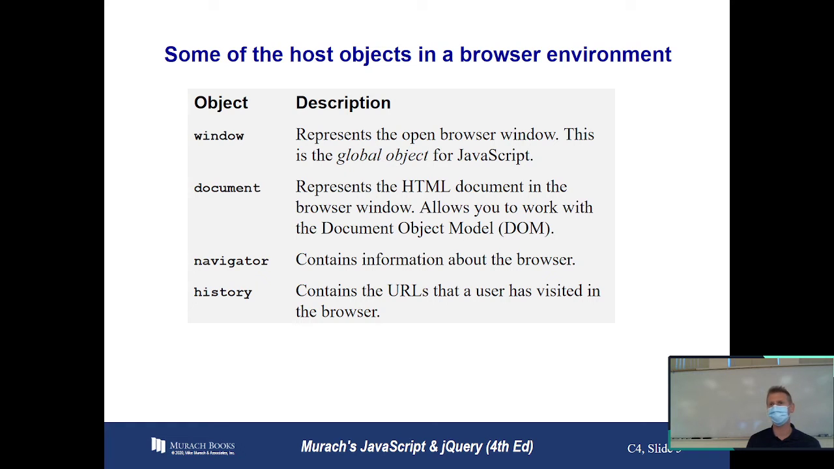So there are website statistics that can say, okay, 50% of the users are on Chrome and 30% are Internet Explorer, and so on and so forth. And so JavaScript can, using this navigator object, get browser information. There's also history information.